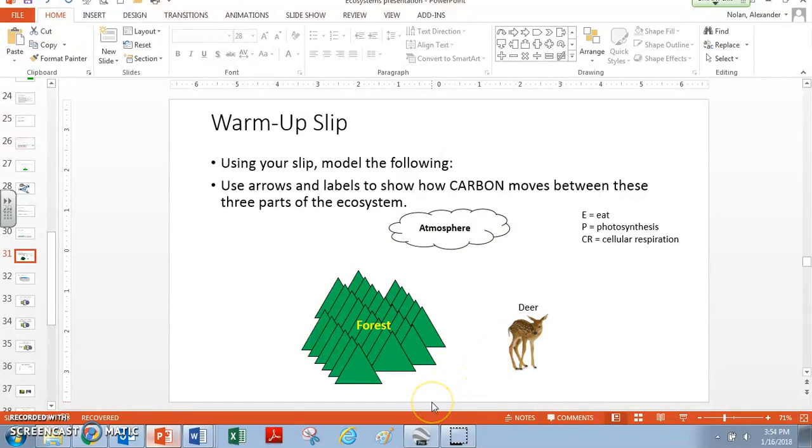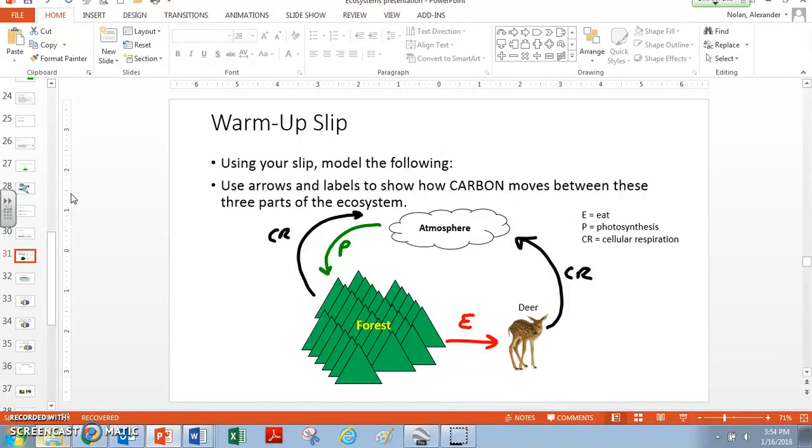So what I would encourage you to do is to take a moment to pause the video and take a piece of paper and sketch out how carbon would move in this ecosystem. So go ahead and pause and take a moment to do that, or at least think about it, and then I will put that model on the screen.